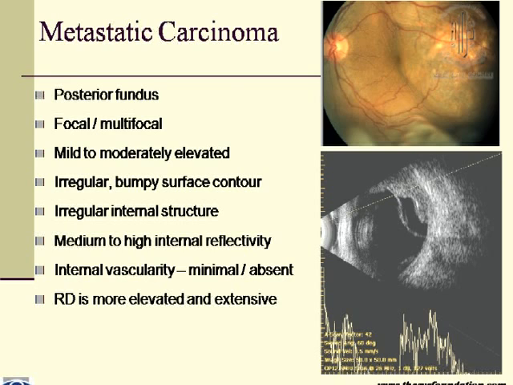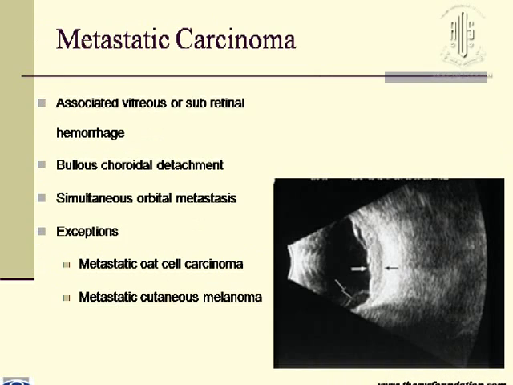The thumb rule is, in melanoma the height of the lesion is usually more than the base of the lesion, whereas in metastasis it is usually the base of the lesion which is more than the height of the lesion. Another characteristic feature of metastasis is the typical lobulated appearance with irregular internal structure and usually medium to high reflectivity. Again, the retinal detachment that we see is much more extensive than what we see with other tumors. Metastasis again can have all kinds of atypical findings.